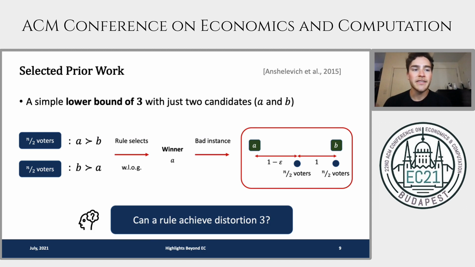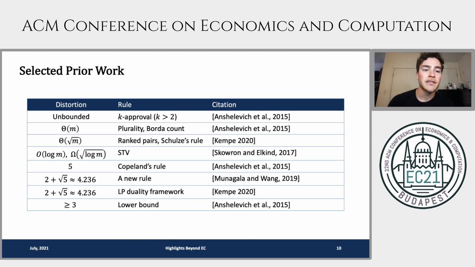So a natural question then is, can we achieve such a distortion? So now let me just go over some upper bounds. So upper bounds here are distortions achieved by different voting rules. So this is a big chart with lots of maybe your favorite voting rules on here. So things like plurality, where you just pick the candidate that appears first most often, has distortion that's linear in the number of candidates.